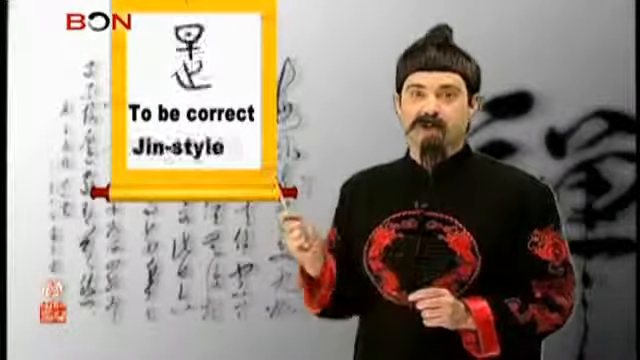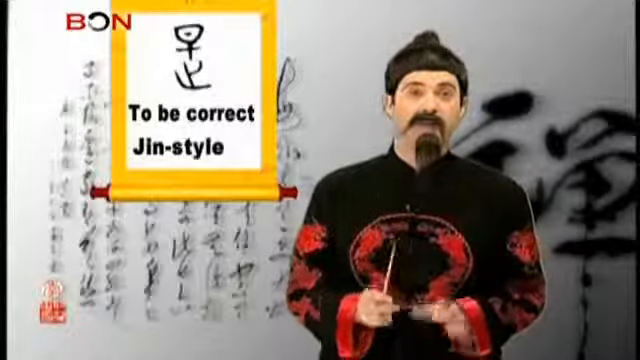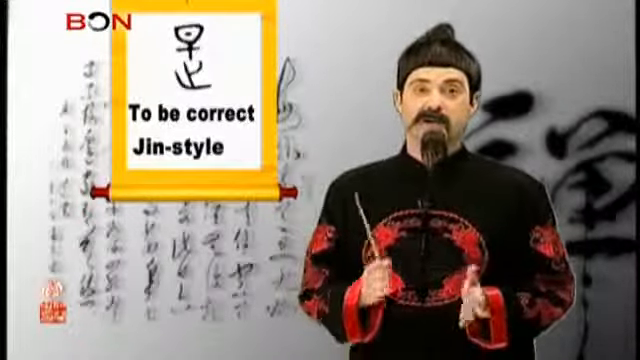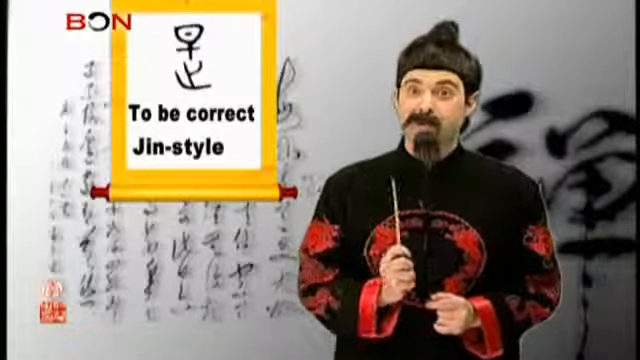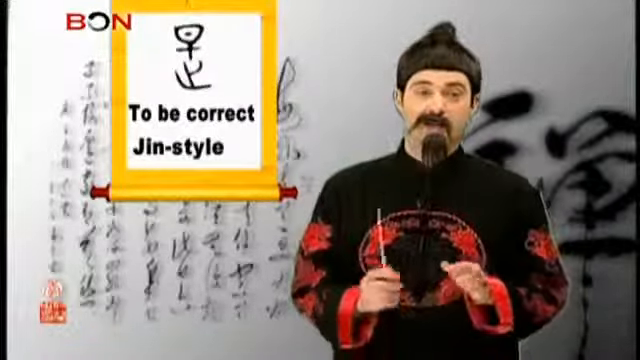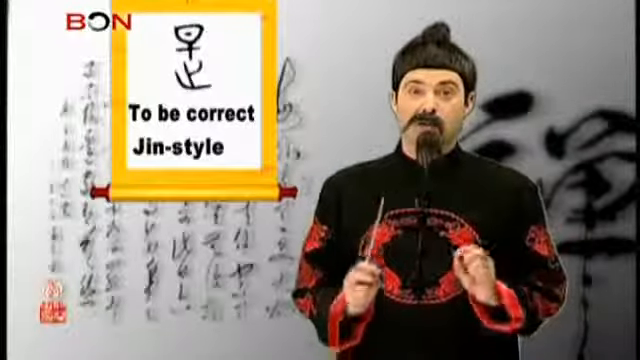Let's look at the Jin style. On top is a sun, and on the bottom is the character zheng, which here means correct. This means that to see if something is correct or not, you should look at it under the sun. That makes shi an associative compound character because its meaning comes from the combined meaning of two components.